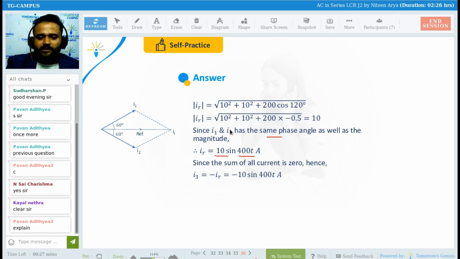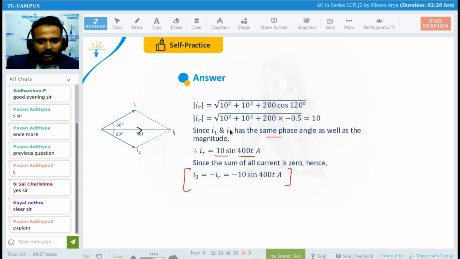Since the sum of all the currents is 0, I3 equals minus IR, which is going to be minus 10 sine 400 t. The phase angle is not going to be there. Clear, everyone? Is it clear what is happening here? This is your I1, this is your I2, and I3 is going to be in this way. And they are going to meet at a particular point where we get the current. Is this clear or not?